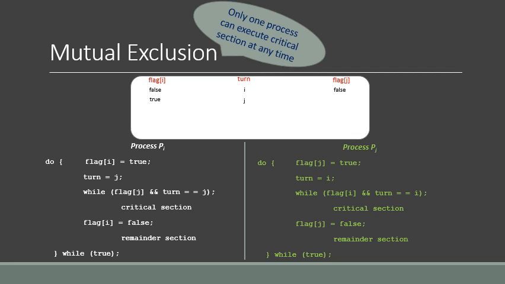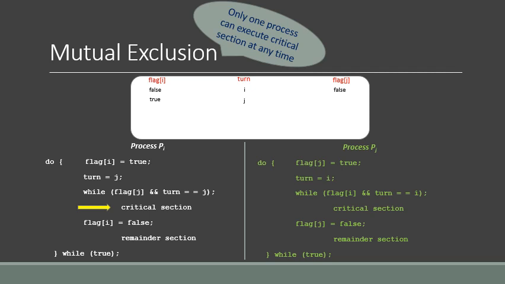Now it would execute its while statement. Flag of j, this value is false, and turn is equal to j, this is true. Hence, false and true, the output would be false. Consequently, process Pi will be allowed to enter its critical section. So, process Pi will execute its critical section.